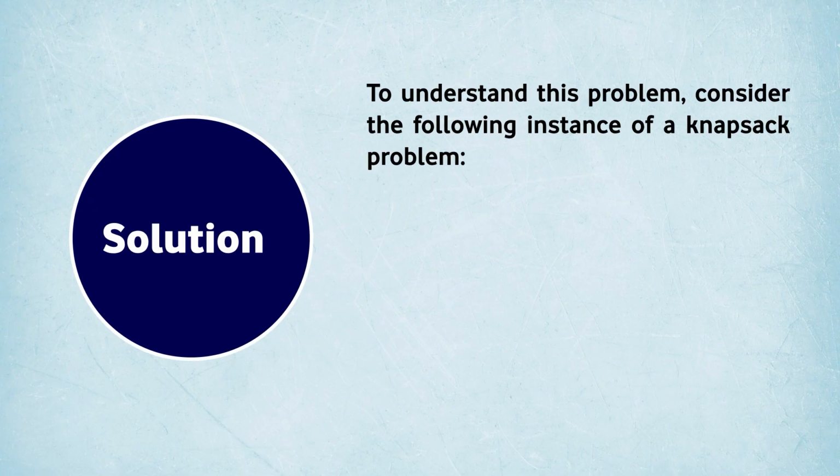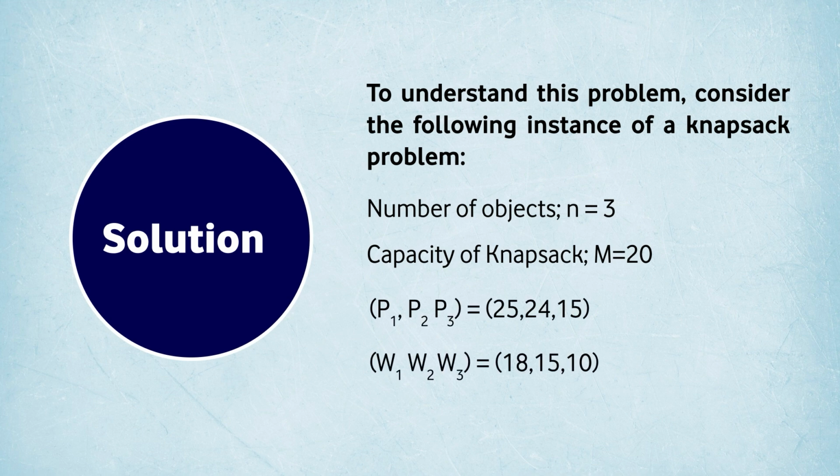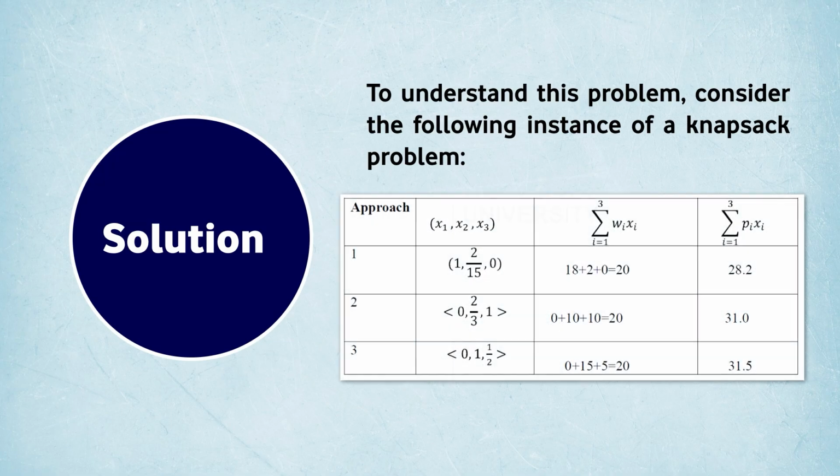Now I'll discuss the solution here. The problem says that you will be given a number of objects, that is 3, then the capacity of a knapsack, which is 20, then 3 items with 3 weights and 3 profits. The first approach is to check that the object with maximum profit is added first.